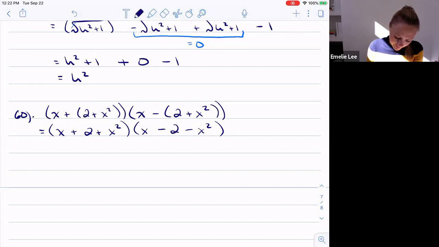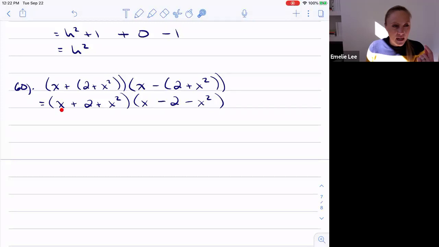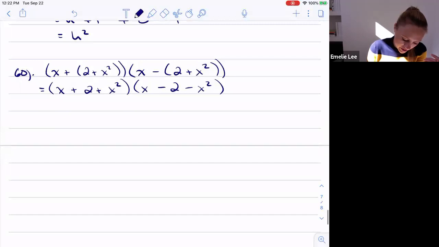So what I need to do is take x times x plus x times negative two plus x times negative x squared, then on to the next term, two times x plus two times negative two, plus two times negative x squared, and then finally, x squared times x plus x squared times negative two plus x squared times negative x squared. Harder to say than to write, I find.